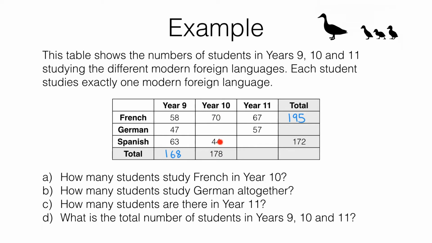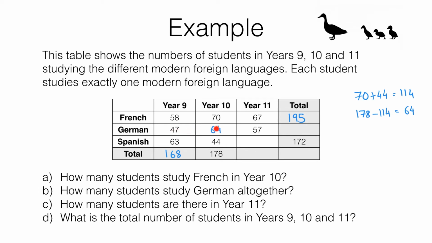Now 70 and 44 only add up to 114. To get a total of 178, we need to find what we need to add on to 114 to get to 178. And we can do that by working out 178 minus 114. And that gives us 64.